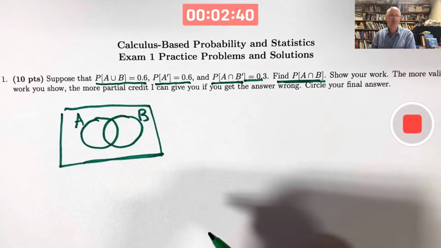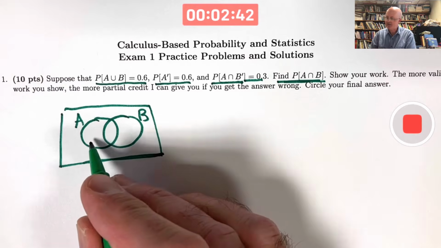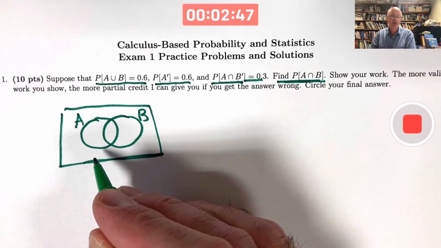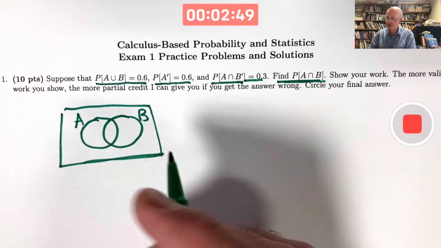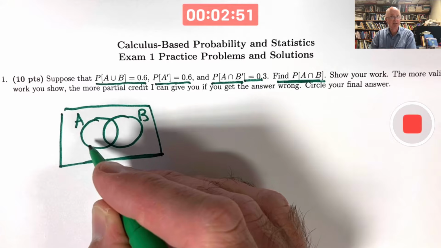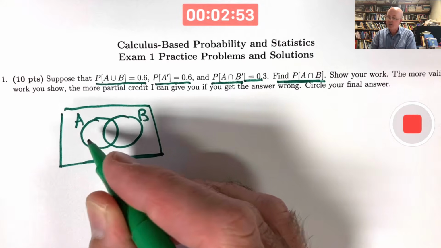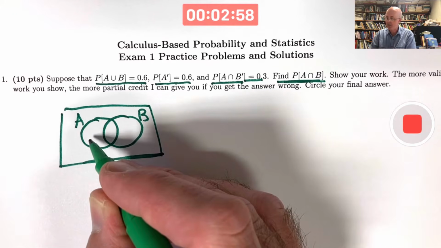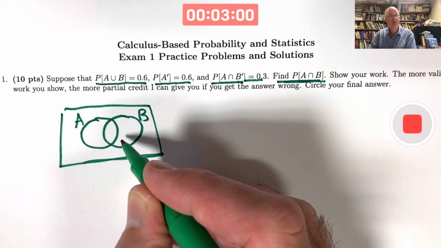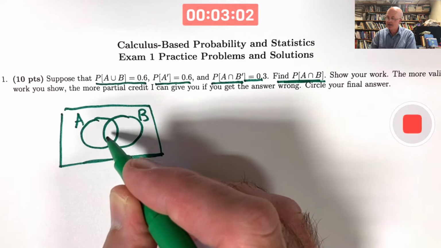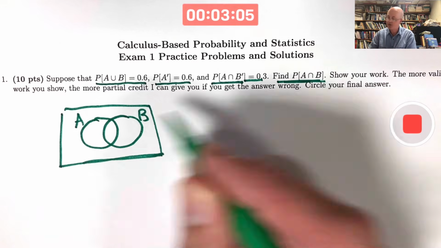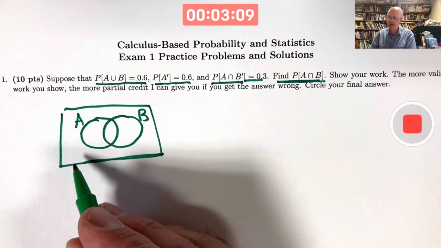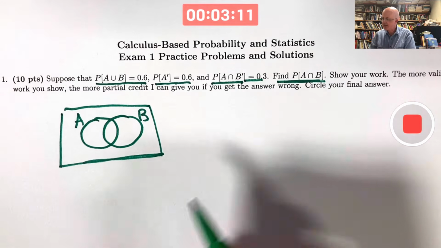And see if you can fill in numbers in these 4 spots, representing the probabilities of each of these sectors individually. The probability associated with this part, this crescent moon shape, would be for A intersect the complement of B. Over here, this crescent moon shape would be B intersect the complement of A. This part in here would be A intersect B, which is what we're after, and out here would be the complement of A union B. Start filling in numbers if you can.